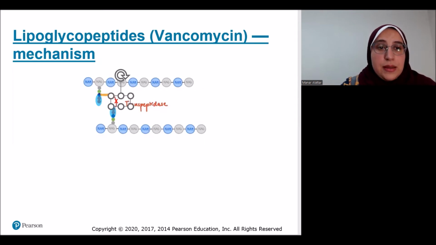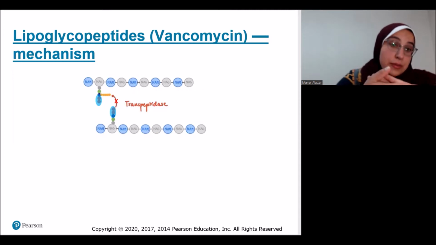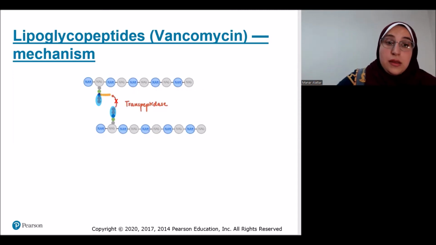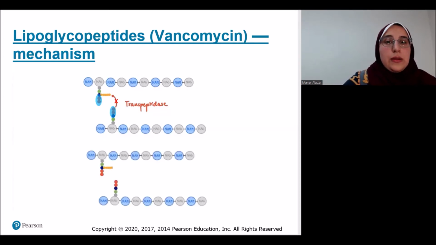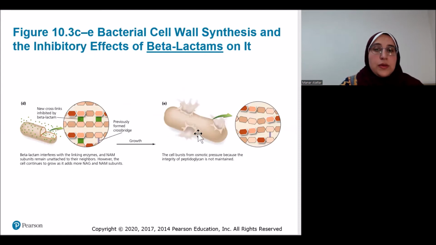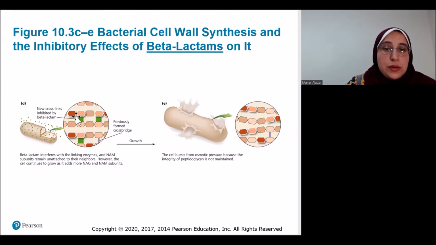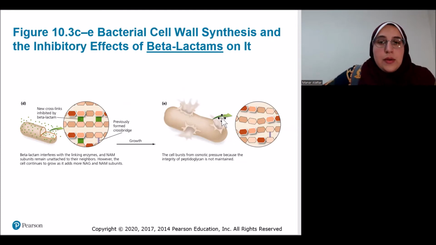Let me move that back. The impact is the same in that you cannot create those cross bridges between the layers of the cell wall, and then you do not have that complete integrity within the cell wall. And you essentially have this happen, cell lysis. Okay, so in both examples, those cross bridges, their integrity is compromised, and then eventually as the cell grows, or tries to reproduce, it will die.